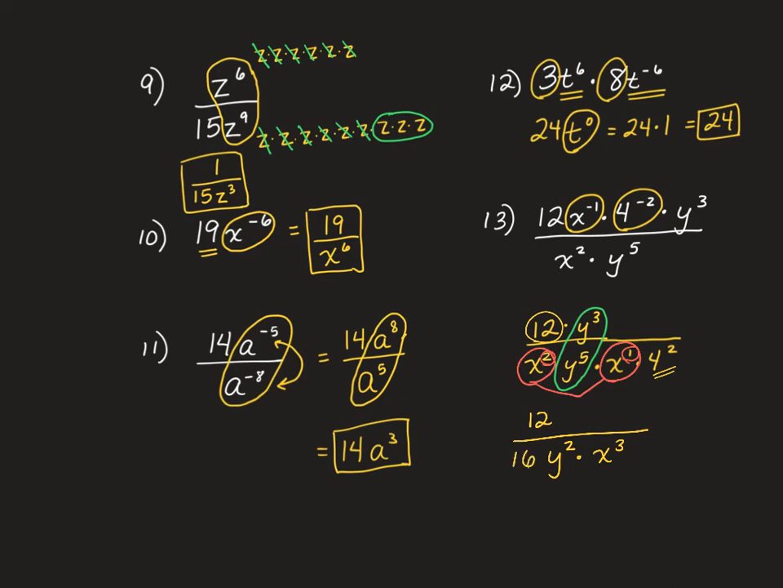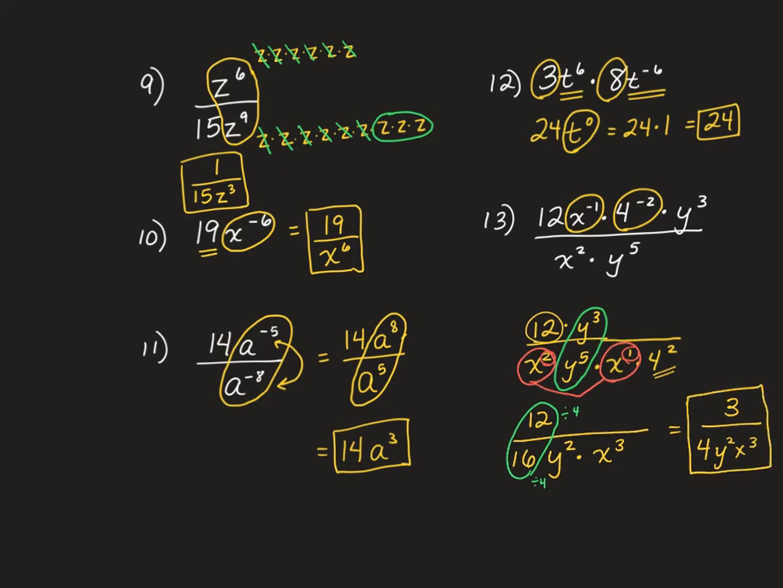I'm almost done. The last thing that I need to do is simplify this fraction. 4 divides into both 12 and 16. So if I divide by 4 on the top and the bottom, 12 divided by 4 is 3. So I have a 3 left on the top. 16 divided by 4 is 4. And then y squared, x to the power of 3. And there we have our final answer.